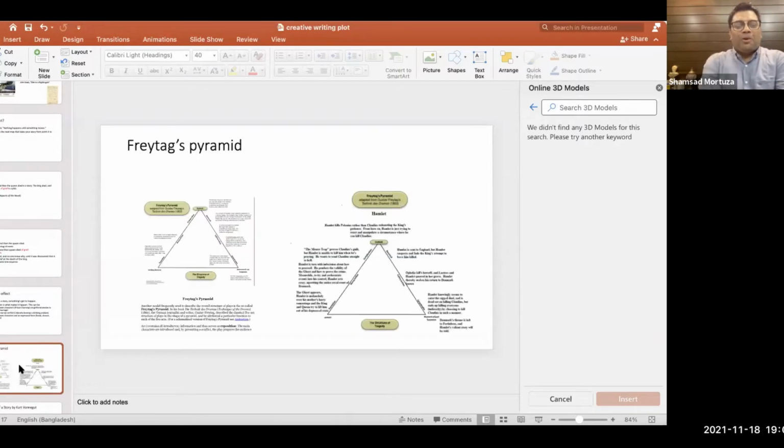Okay, so the most popular one that we know of is Freytag's pyramid structure. So when we talk about plotting, when we talk about a structure in a story, we know about this so famous pyramid in which we talk about the rising action, the conflict, the denouement. We all know about this, right?